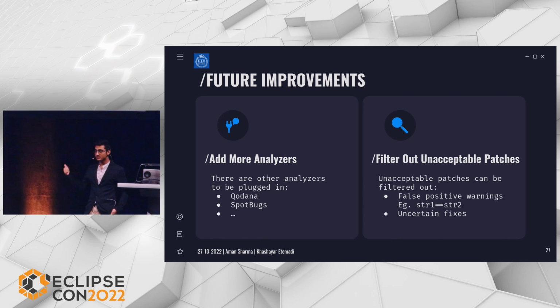The other thing is uncertain fixes. Sometimes, since we do static analysis, we do not have the full context. So we aren't sure if this is actually what the developer wants. So maybe we could use some machine learning techniques. So these are our future work.